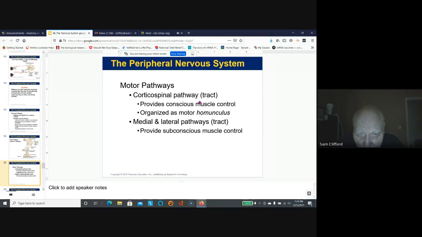So, motor pathways mean that these are efferent impulses leaving the central nervous system.